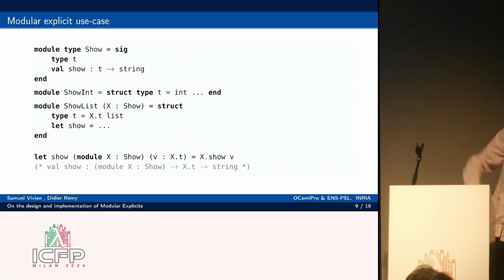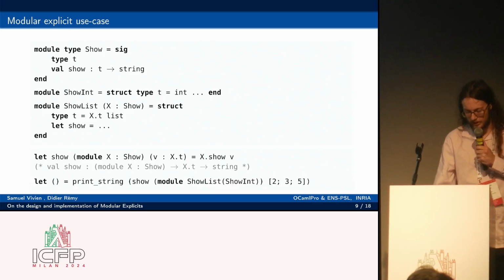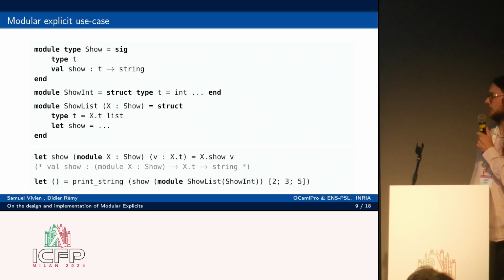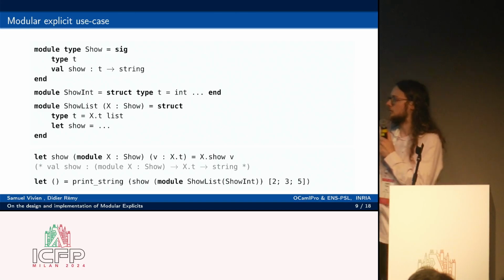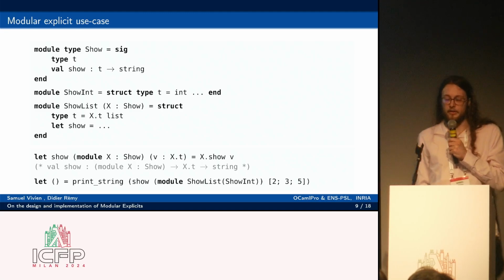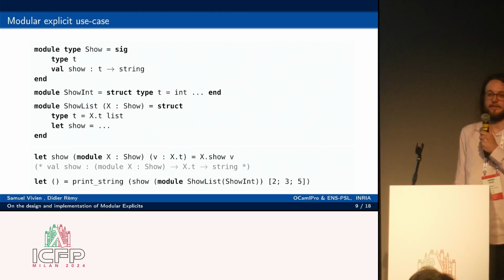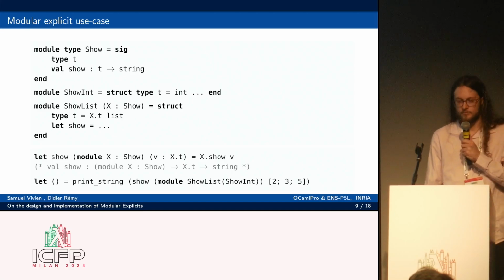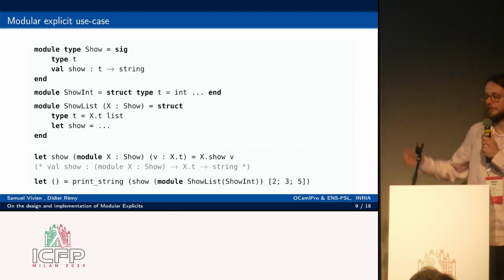And I'm now able to write the type of this function. And from this, I'm able to print a list of integers just by giving the right module to the show function. So in a way, this is a way to emulate type classes in OCaml, just by writing the application by hand.